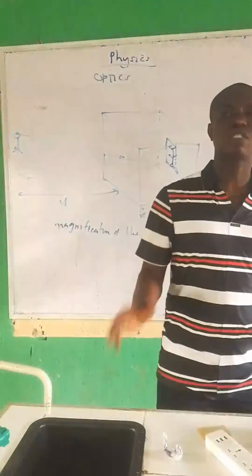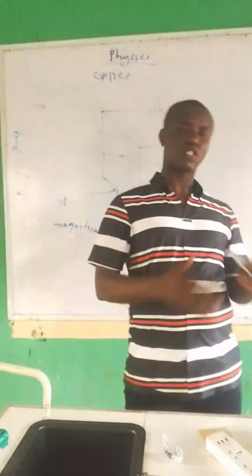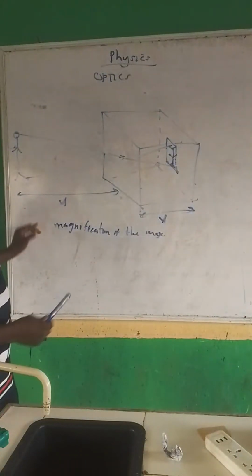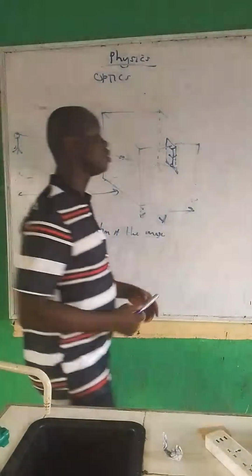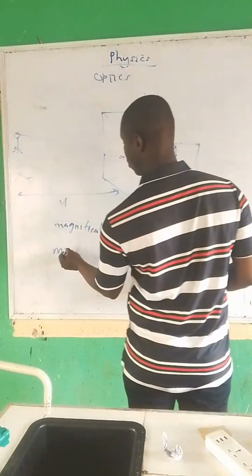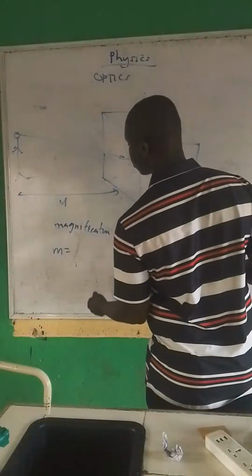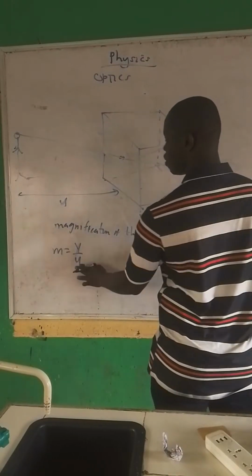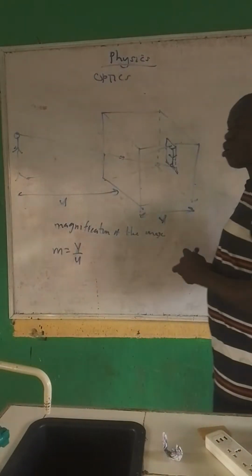But when they are of the same size, what happens? Same size as the object. Am I communicating? So it's as simple as that. Magnification of the image is noted as M. The magnification is always equal to the image distance all over the object distance.